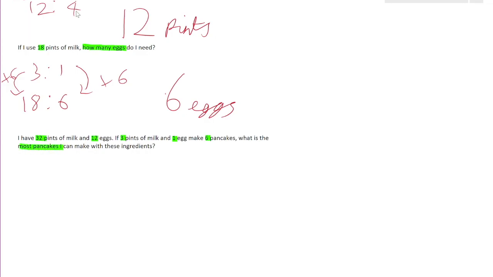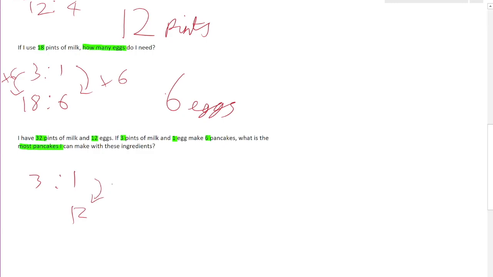So we know 32 pints of milk, 12 eggs. So we know the normal ratio is 3 to 1. So let's start with the eggs. If we have 12 eggs, how much milk would we need to make pancakes from that?